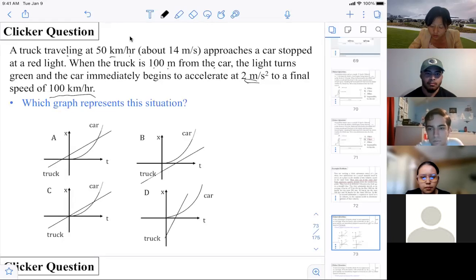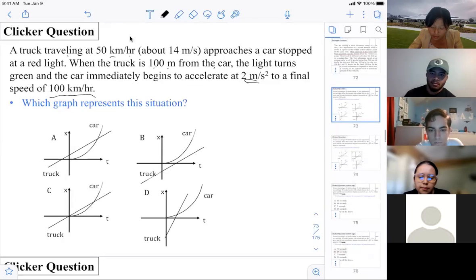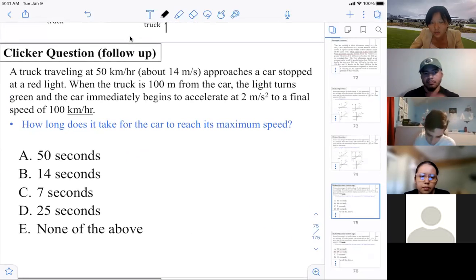But that's a really good observation. We do want our graph to be as thorough and rigorous as possible. So now, before we can answer that question, let's look at some follow-ups. After we answer these follow-ups, we can go back and answer the original question.